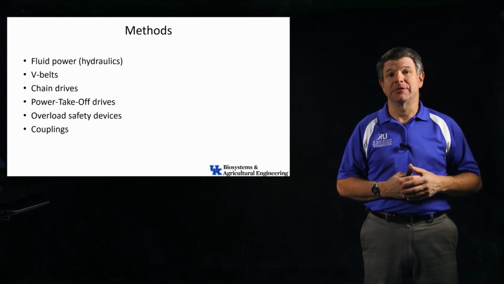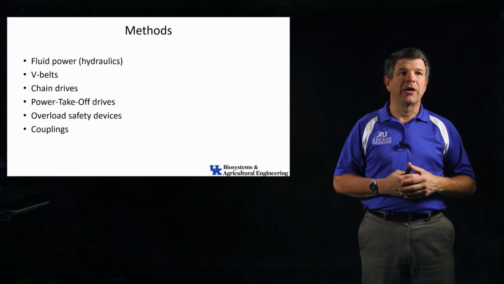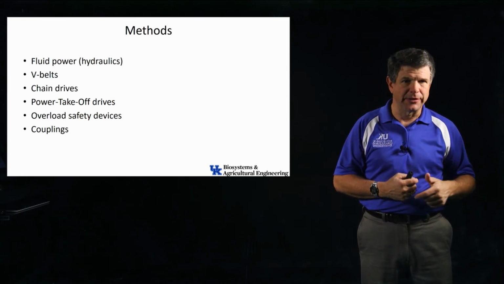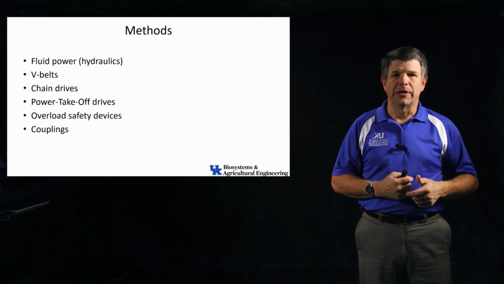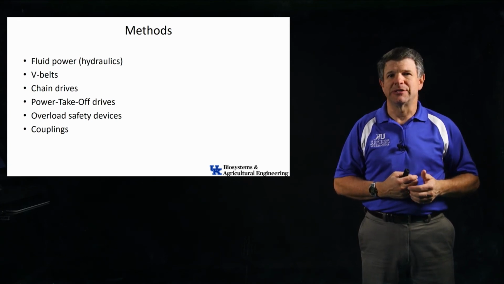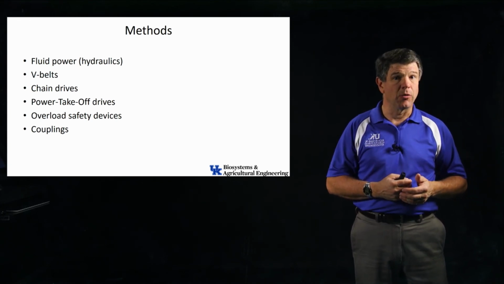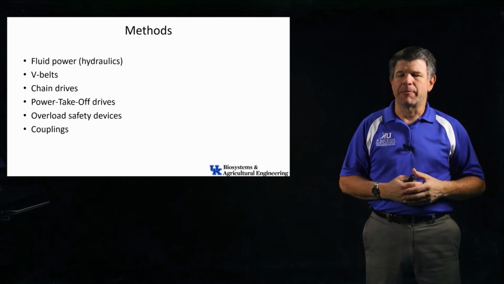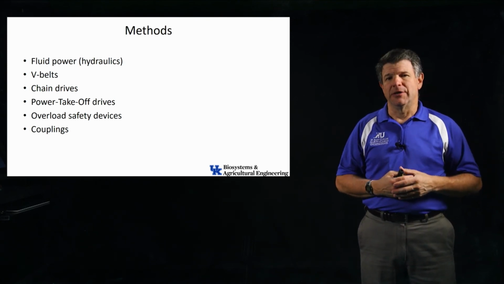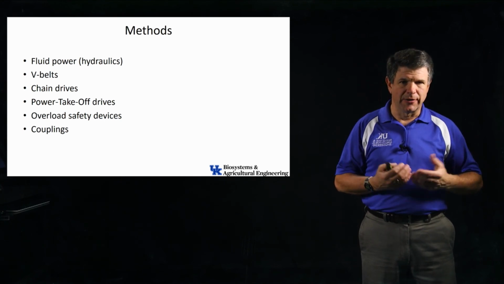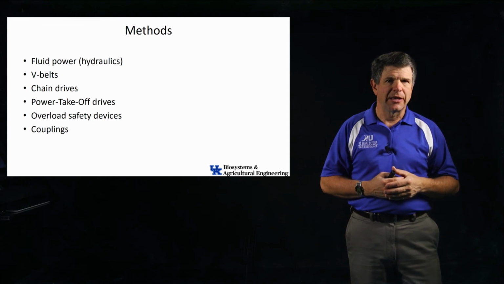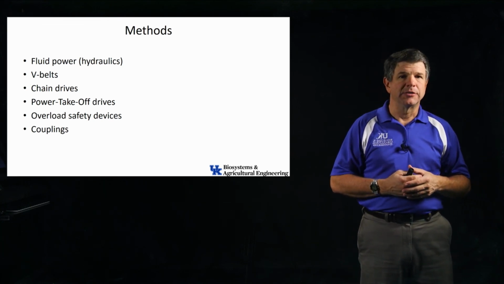So what happens if something gets caught or plugged, and what breaks? We'll often design a sacrificial element into our drive system so that it's what gives first. It's easy to replace, it's inexpensive, so we don't break something that's expensive and hard to replace. And then we'll look at some couplings and how we connect different rotating parts together if there are some alignment issues. So these are the different topics that we're going to look at. Again, we'll start with the fluid power and spend some time there.